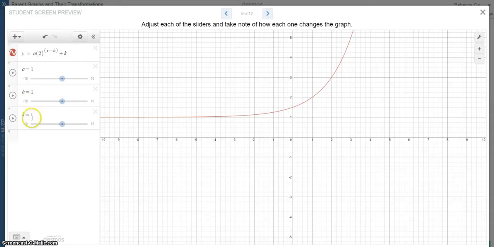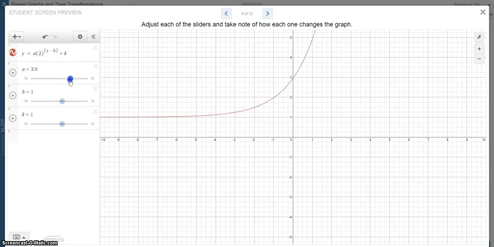H and K are listed at 1 right now, but that's just because otherwise this would line up with the x-axis, and that's going to be harder to see. So don't worry too much about that. That's just for the sake of seeing the red line. We'll see that when we get through those notes later. So let's change A the same way. It's at 1 right now. Let's increase it.